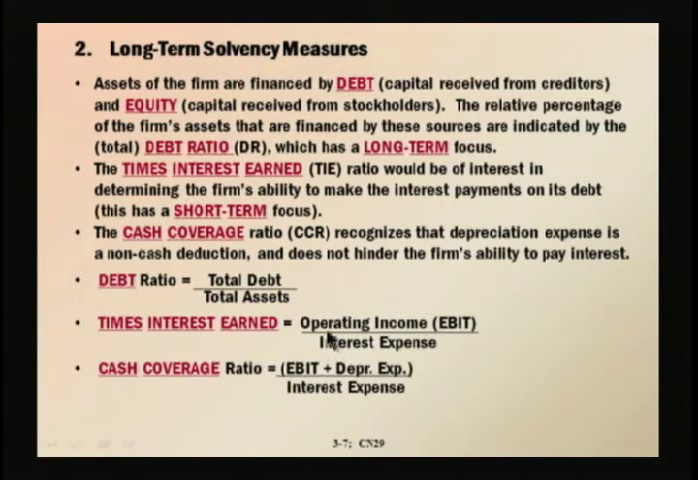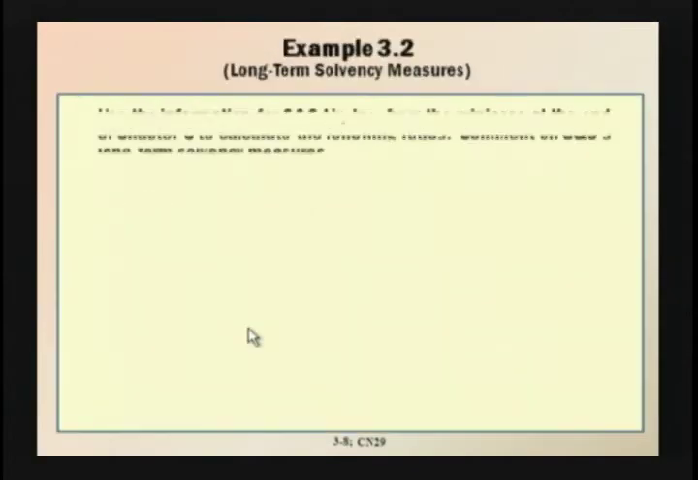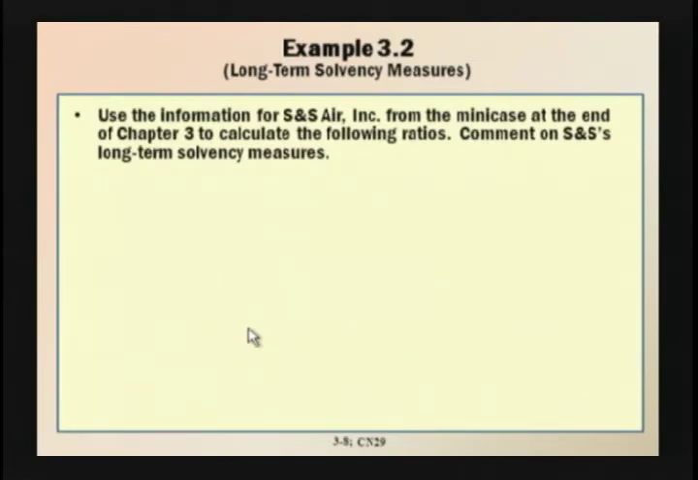Then the cash coverage ratio takes that same operating income in the numerator of times interest earned and adds back the non-cash deduction for depreciation expense. So again, it puts it more on a cash flow basis by adding the depreciation expense back onto the earnings before interest and taxes in order to cover interest expense using more of a cash flow basis there in the numerator. Now we'll look at these long-term solvency measures using the mini case at the end of the chapter, the financial information for S&S Air.